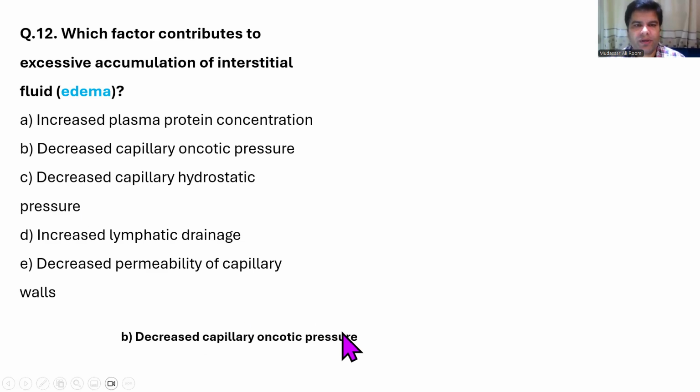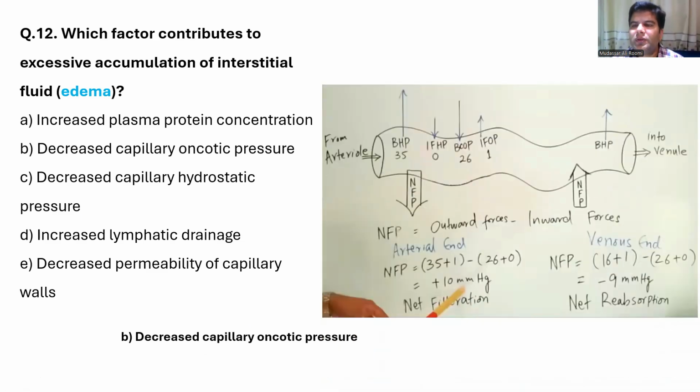Decreased capillary oncotic pressure. There are four important factors which can cause edema. Number one, if the blood hydrostatic pressure is very high. Number two, if the inward force, the blood colloidal osmotic pressure, is low. Third, if the permeability of the capillary wall is increased, and fourth, if the lymphatic vessels are blocked. If any of these four factors is affected, this will lead to accumulation of fluid in the interstitial spaces, which is called edema.